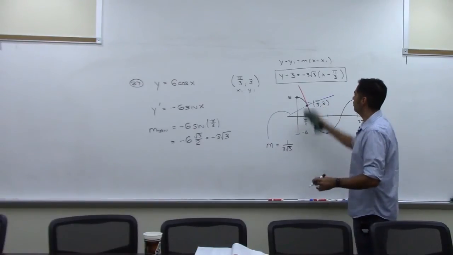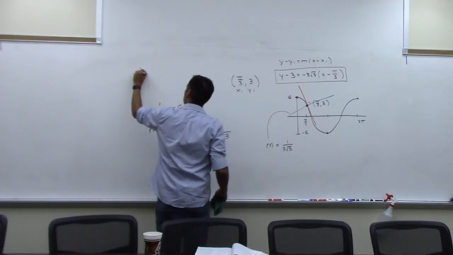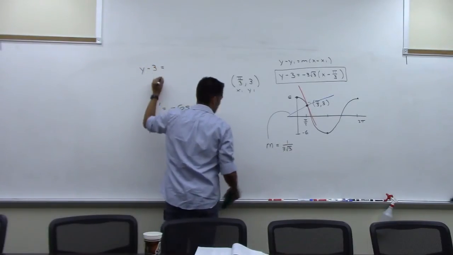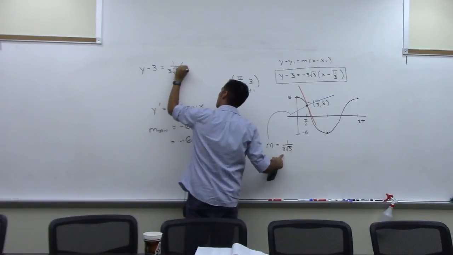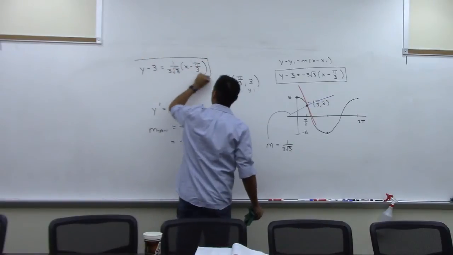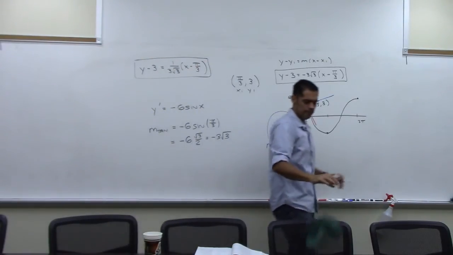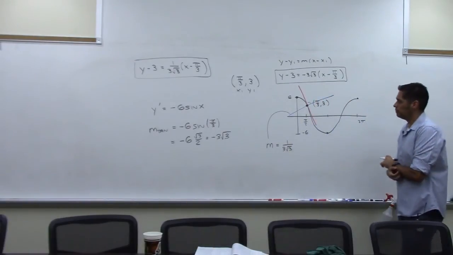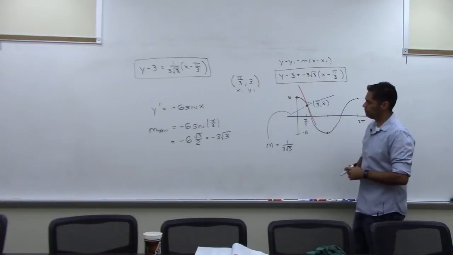And then all you have to do is use that equation again. So you have y minus 3, same y1, equals this slope instead, times x minus pi over 3. There you go. That's it. That's the equation of the normal line. This is the equation of the tangent line. Normal line there, tangent line here.